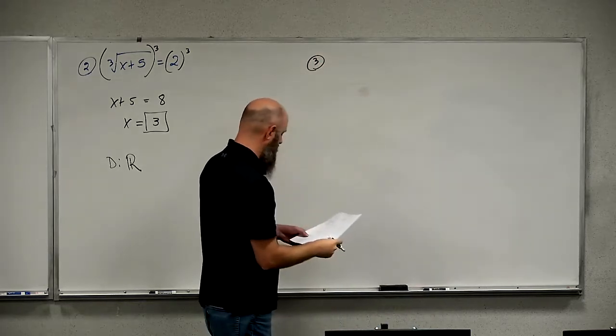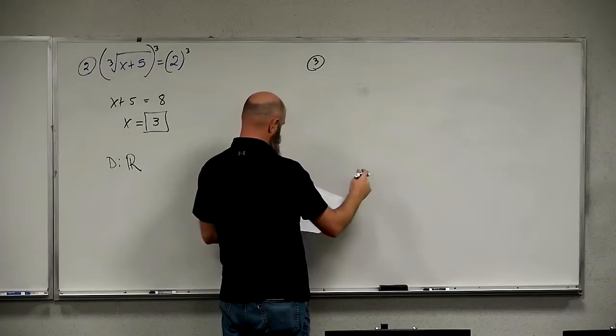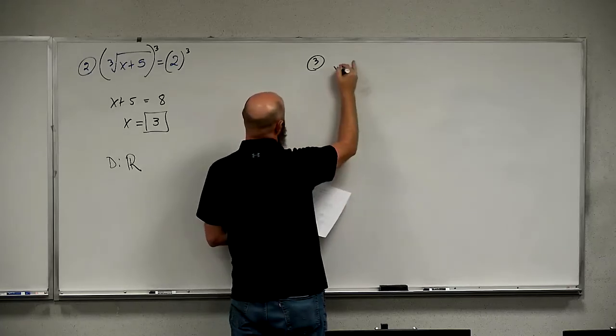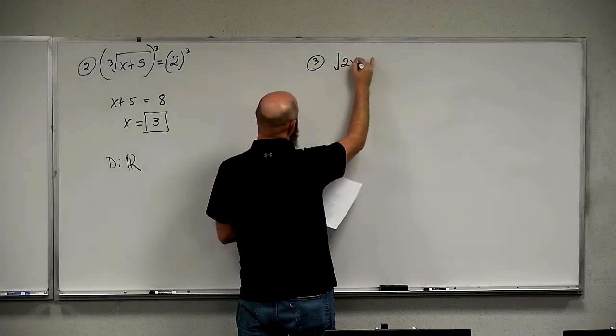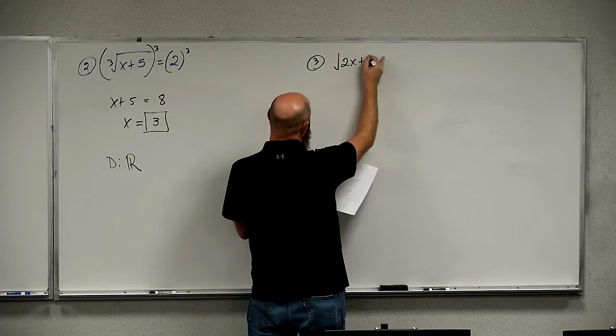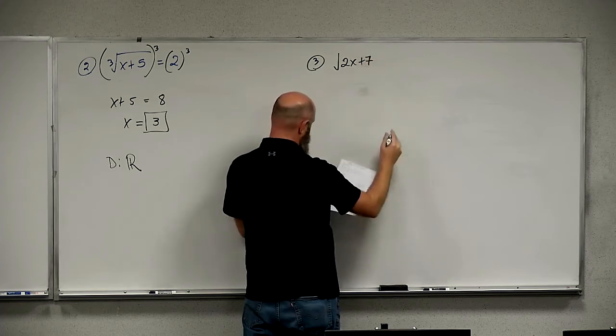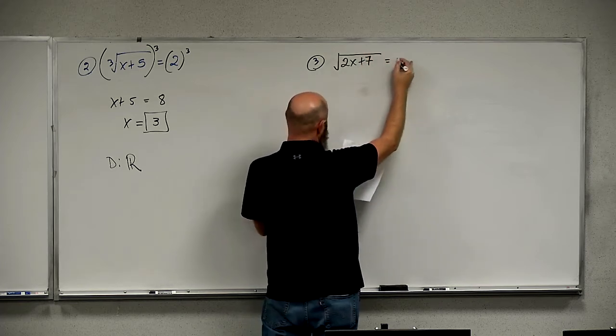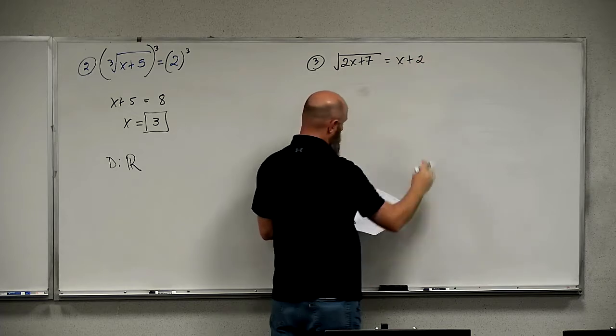All right, number 3. It's the square root of 2x plus 7 equals x plus 2.